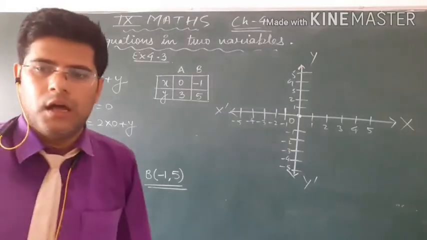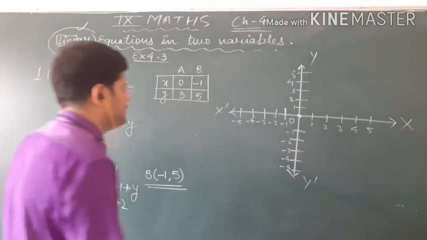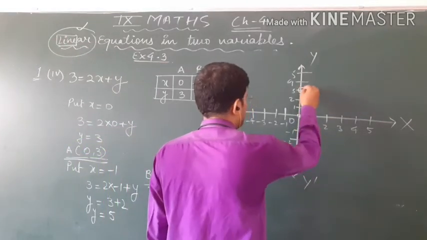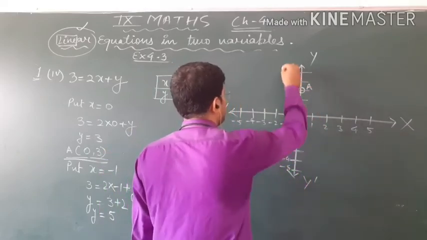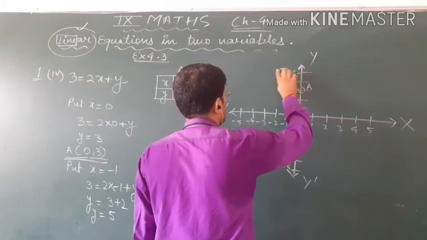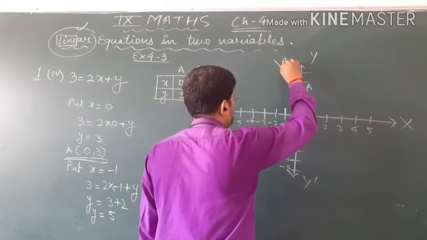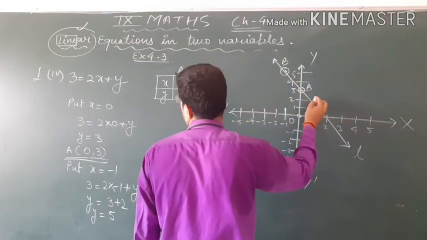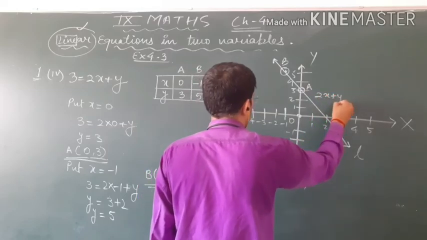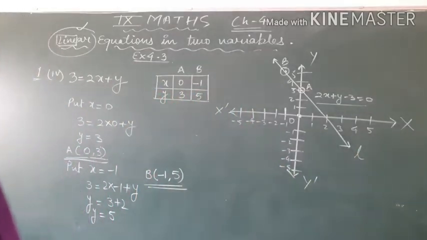Firstly, we plot the solution (0, 3), here it is. Now (minus 1, 5), here it is, B. Now move to the equation, whose name is L, and the equation is 2x plus y minus 3 equal to 0. Why do we write this? The equation must be in general form. So here I have done 2 parts of your first sum.